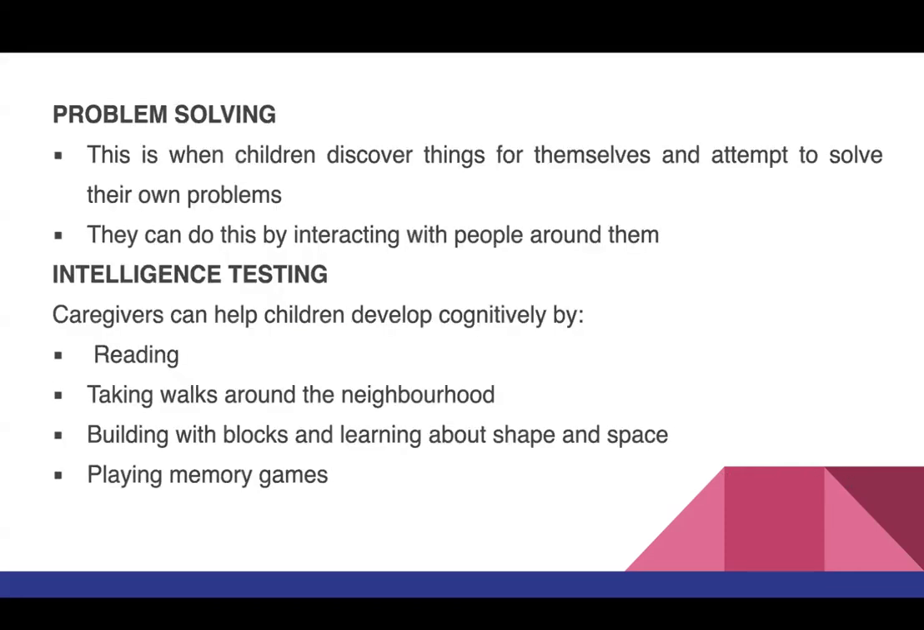Right. So what does this result in? When you do cognitive development, what is the result for the child? Number one, the child can start solving their own problems, and they can start interacting and solving problems with others. It then allows us to do intelligence testing, like reading, taking walks, building with blocks, learning about shape, and playing memory games. Next slide.